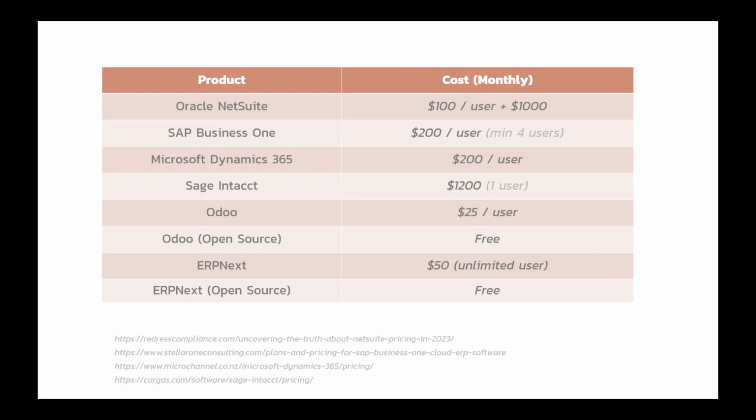So these are the names that you might come across if you search for ERP system in Google. For example, Oracle NetSuite, right? SAP, another popular one. Microsoft Dynamics and Sage Intacct. So there are definitely more, but these are the big players, right?